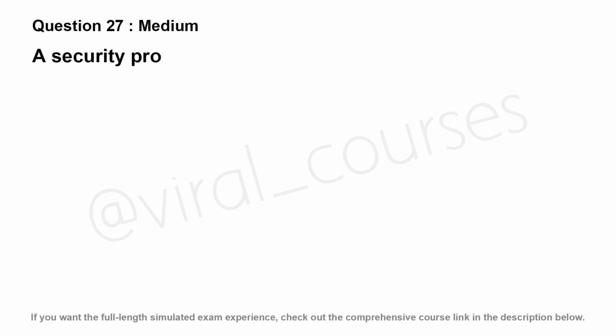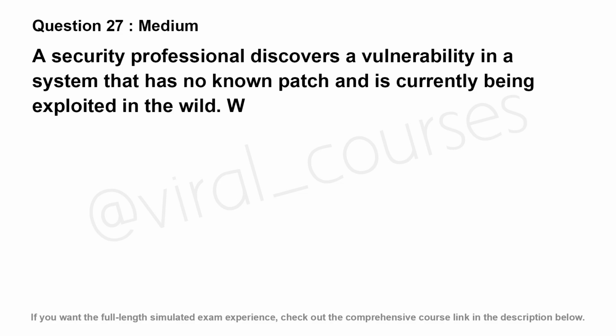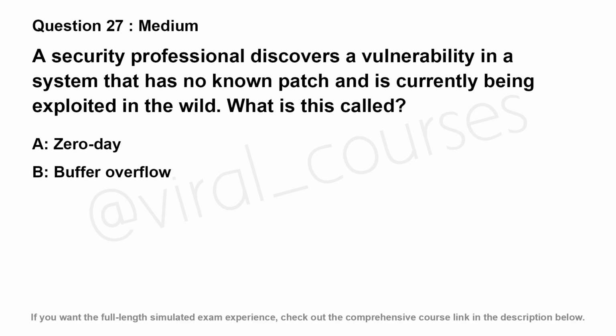A security professional discovers a vulnerability in a system that has no known patch and is currently being exploited in the wild. What is this called? Option A, 0-day. Option B, buffer overflow. Option C, race condition. Option D, CVE.